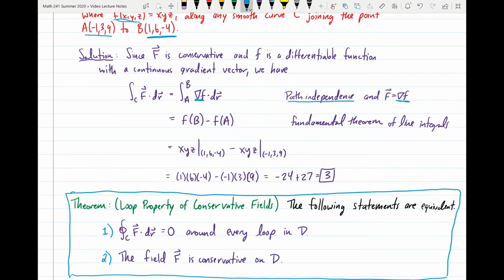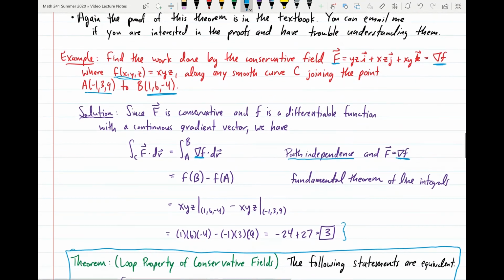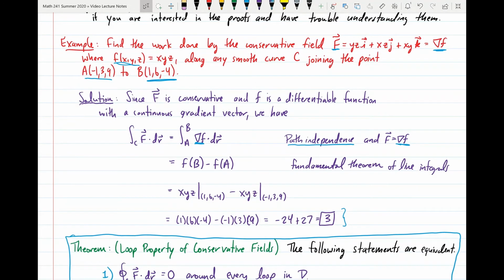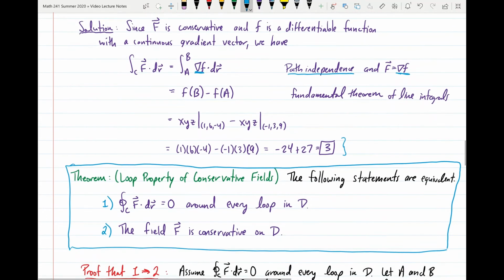And so we can take these points and plug them in for little f. So we get xyz evaluated at (1,6,-4) minus xyz evaluated at (-1,3,9). And ultimately, after doing some calculation here, we end up finding that the answer is 3. So in this case, the work done by our conservative field F along any smooth curve that joins these two points A and B is going to be equal to 3.